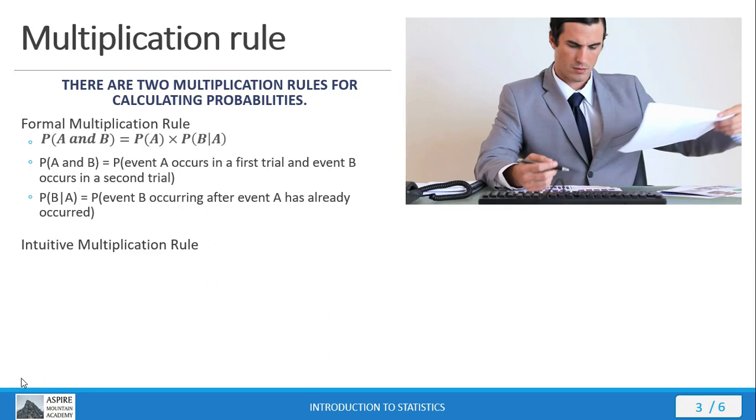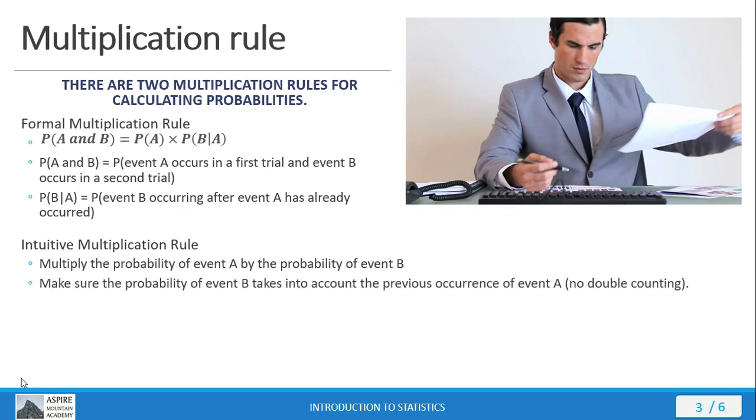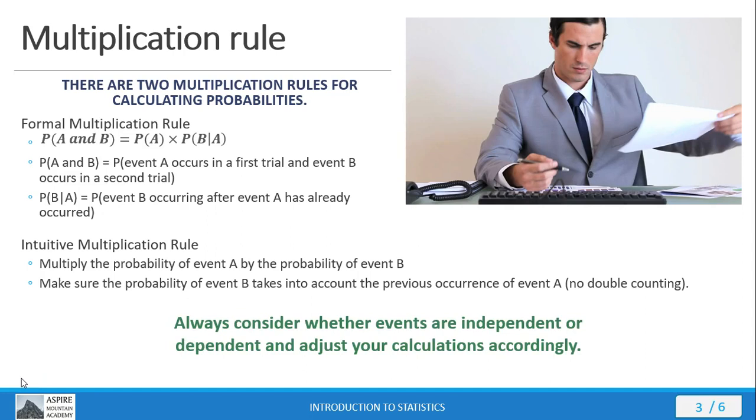Then there's what we call the intuitive multiplication rule. And in this rule, we multiply the probability of event A by the probability of event B. We need to make sure that the probability of event B takes into account the previous occurrence of event A, so there's no double counting. And we always want to consider whether events are independent or dependent and adjust your calculations accordingly.